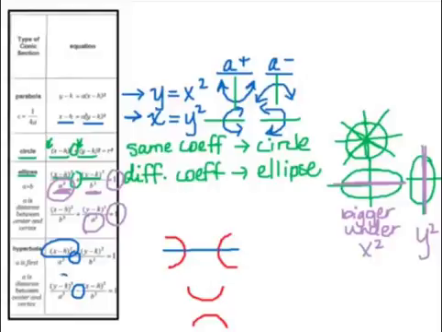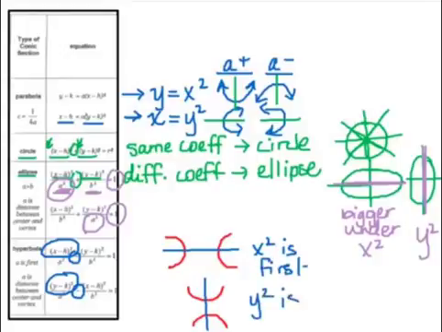And if the y squared term is first, the major axis will be along the direction of the y-axis. So this is when x squared is first, and this is when y squared is first. And this blue line isn't really part of the graph, it's just a line of symmetry basically, and it's called the major axis, but we'll learn more about that when we get into hyperbolas.